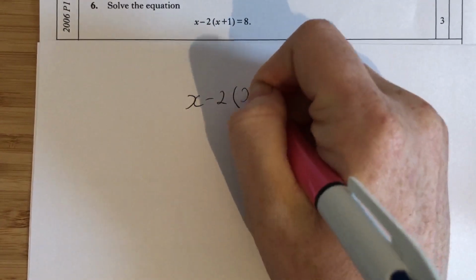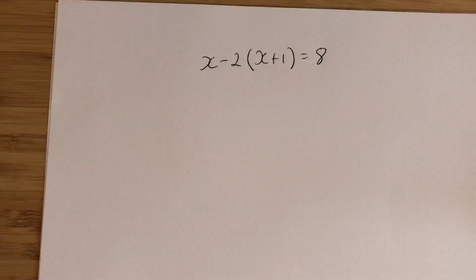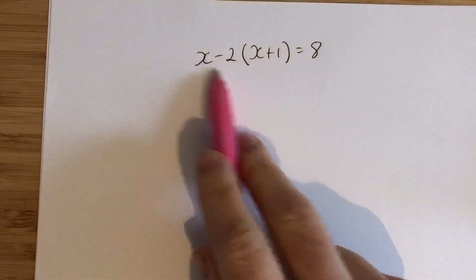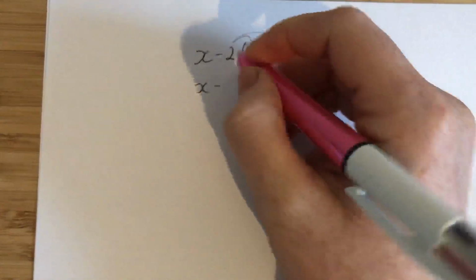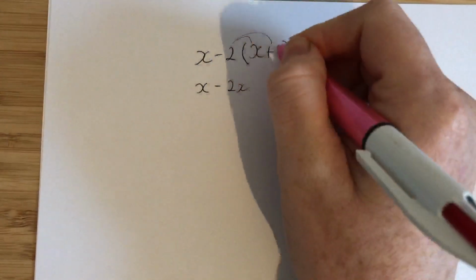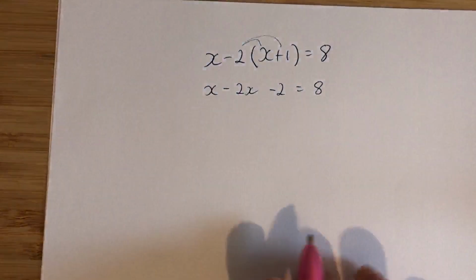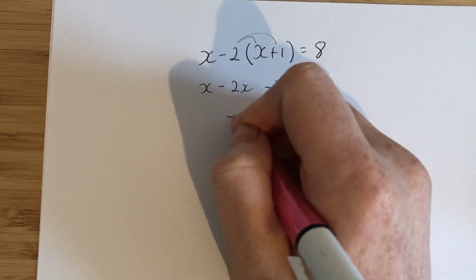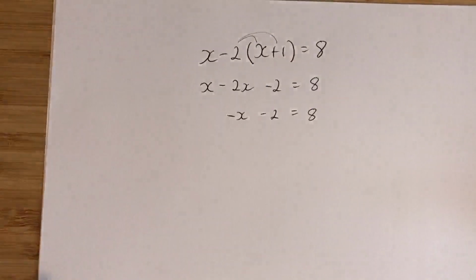x minus 2, x plus 1 equals 8. So if you're solving an equation and it's got a bracket in it, you're just going to have to get rid of that bracket first. So x minus, multiplying out that bracket, we've got x minus 2x and then minus 2 equals 8. So simplifying this side, x minus 2x is just minus x. We've still got the minus 2 equals 8.